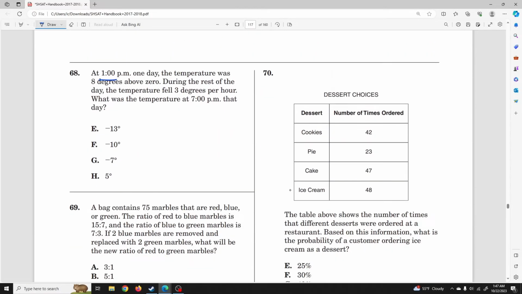Here it's saying at 1 p.m. one day the temperature was 8 degrees above 0. During the rest of the day, the temperature fell 3 degrees per hour. What was the temperature at 7 p.m.? So I'm just going to write it out. 1, 2, 3, 4, 5, 6, 7, right? So you could imagine p.m. after all of this. So at 1 p.m. we had 8 degrees above 0. So it was just 8 degrees.